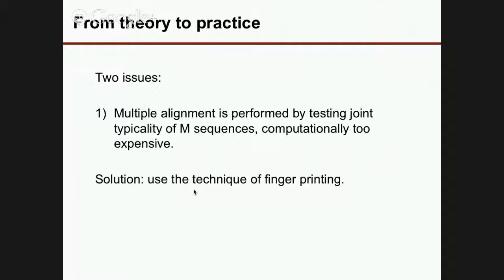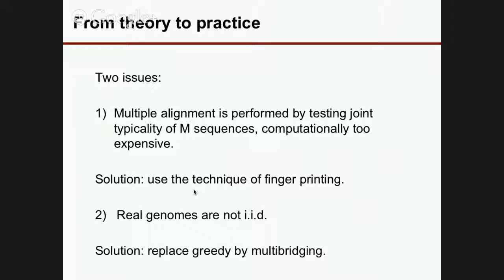So what you need to do is to use a technique called fingerprinting. There's a technique in computational biology where instead of looking at the entire sequence, you just look at a short subsequence. If it's noiseless, the hope is that although you have noise which hits some positions, there may be a short subsequence which is noiseless. Using that as a fingerprint, you can efficiently align these things. Two is, as we mentioned, real genomes are not IID. And the solution is we can just replace the greedy assembler, which works for the IID case, by multi-bridge.